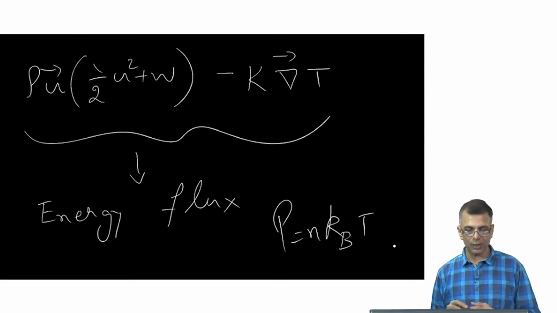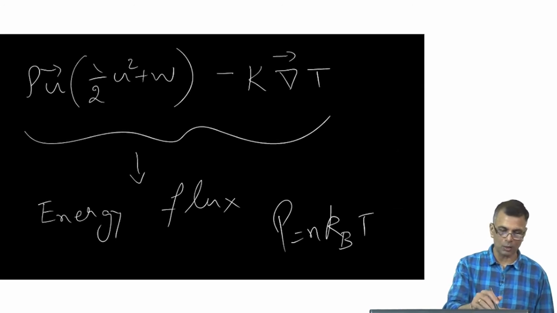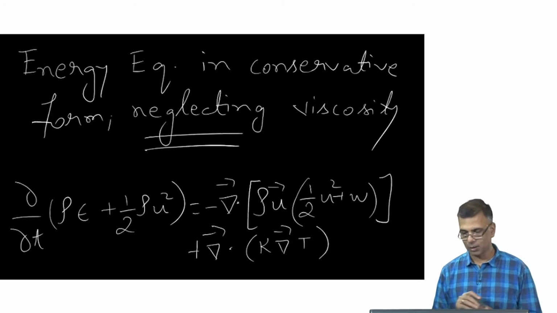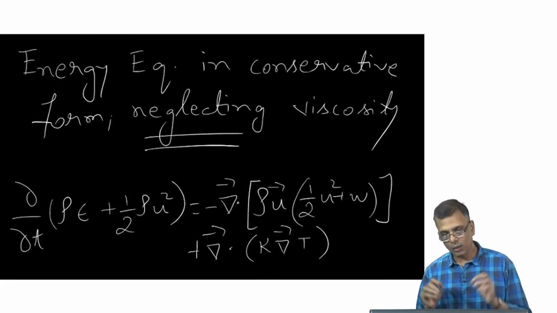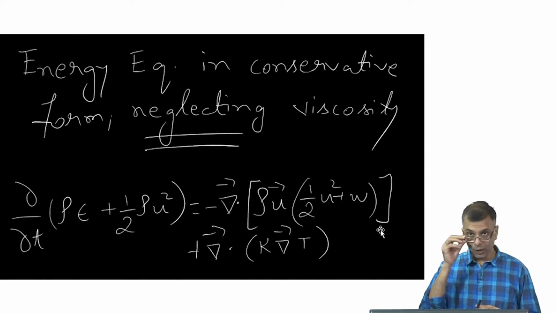It's possible to write down an energy equation in a conservative form, in a form like this. Yeah, it does not include viscous dissipation. If you wanted to include viscous dissipation, you would do so on the right hand side here. Yeah, it does not include other forms of energy generation.